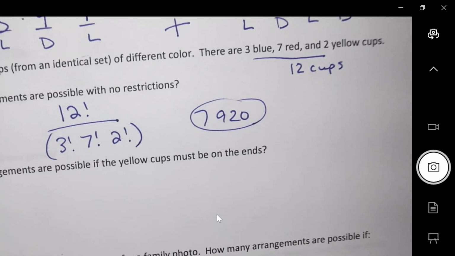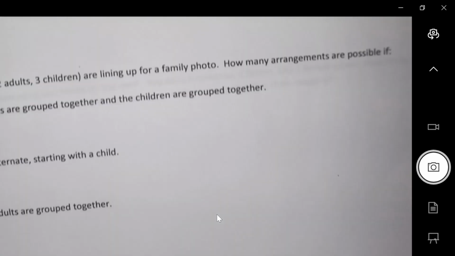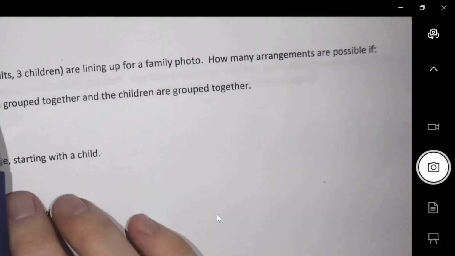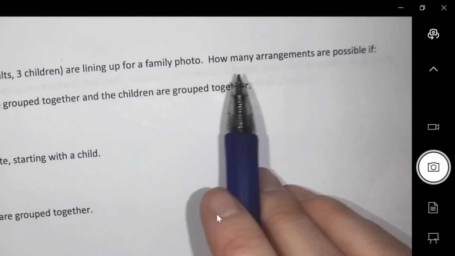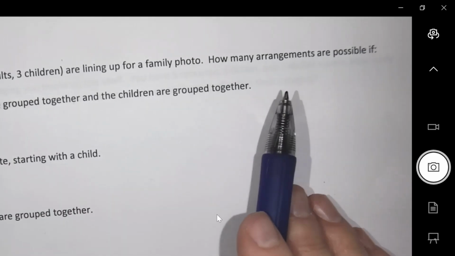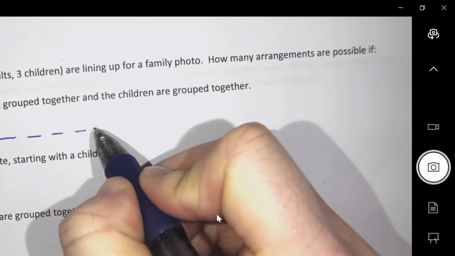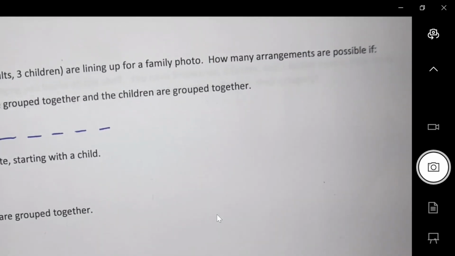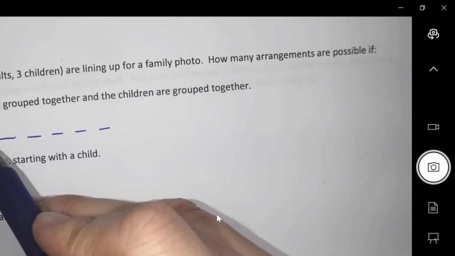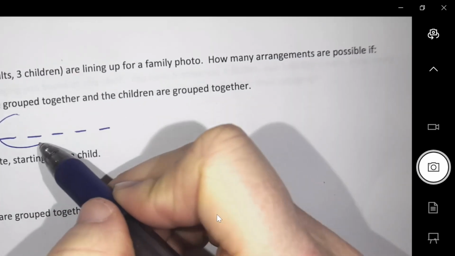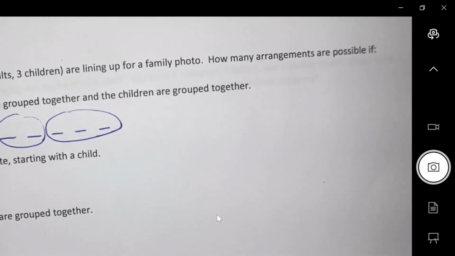Okay, I'm going to skip the next question. I don't really like the wording of it. Okay, you have 2 adults and 3 children, and you're trying to do a family photo. How many arrangements are possible if? So I'm just going to draw these 5 blanks here. The adults have to be beside each other and the children have to be beside each other. So I'm going to circle like that. The adults, they're a group. The children are a group.